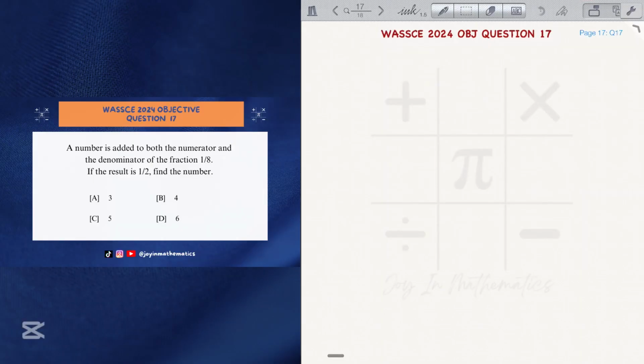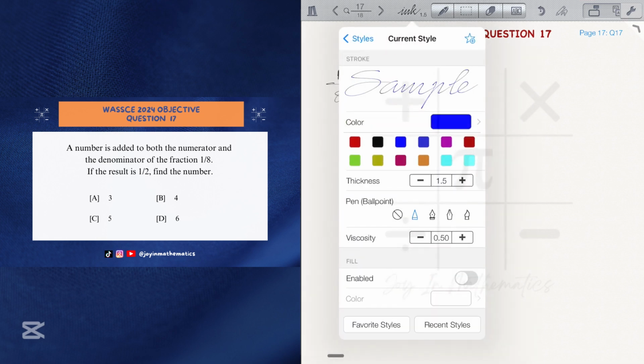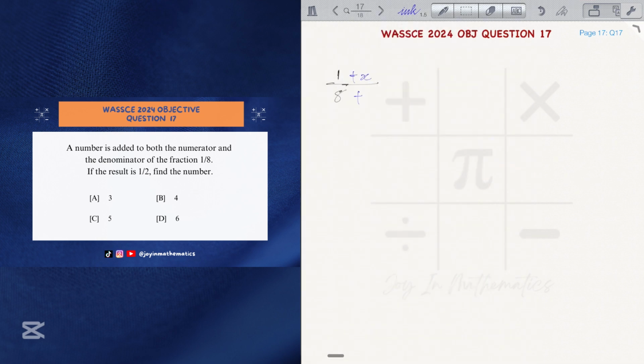WAEC 2024 objective question number 17. The question says, a number is added to both the numerator and the denominator of the fraction 1 over 8. If the result is 1 over 2, find the number. So now we have a fraction 1 over 8, and a number being added to the numerator and the denominator. So let's call that number x. Added to the numerator, added to the denominator, and when it is added, the result is 1 over 2. So the question is, what is x?